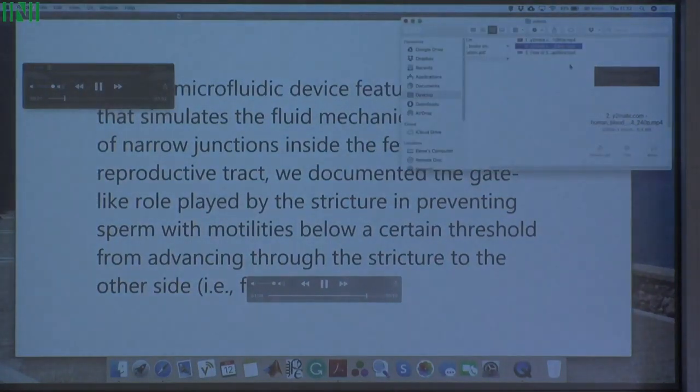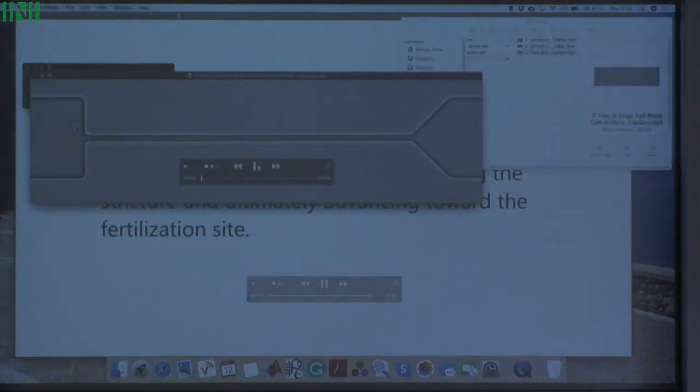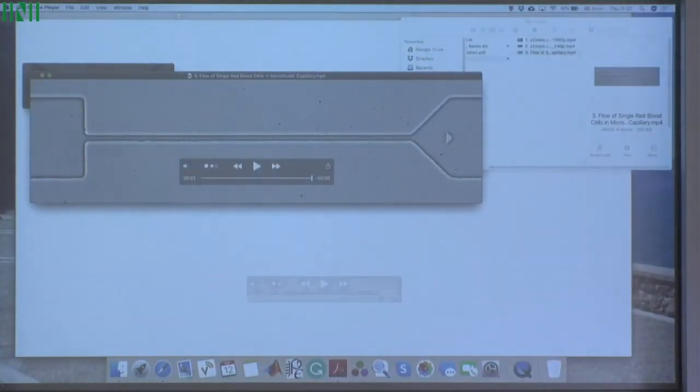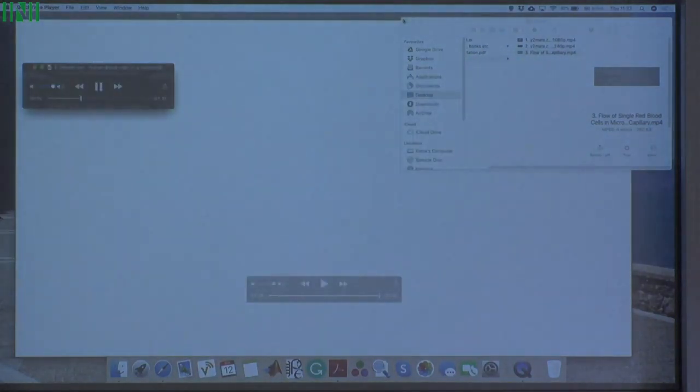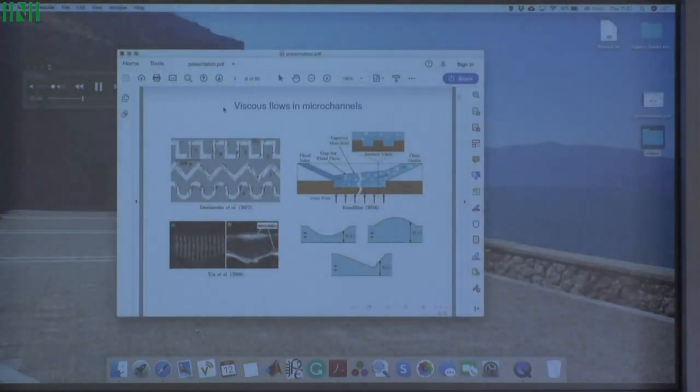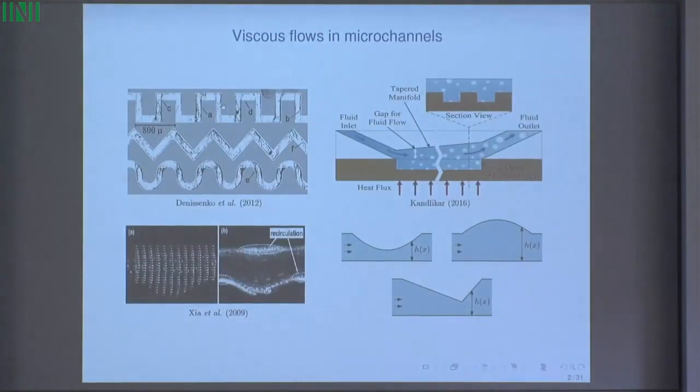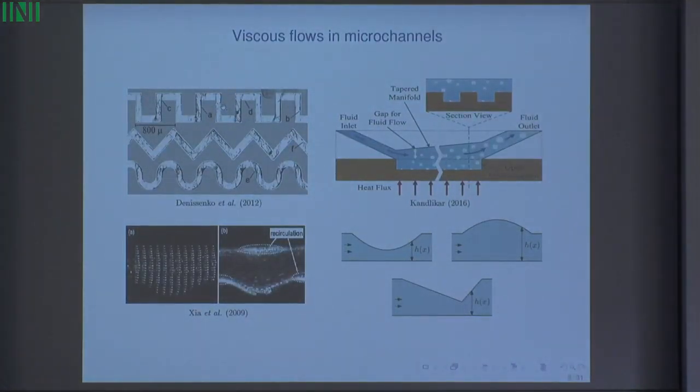So what we would like to do is to try to find new methods for modeling these problems. I think I have one more short video where you can see again a red blood cell moving in this channel geometry. You have this change of geometry. So what we'd like to do is to try to model these flows.